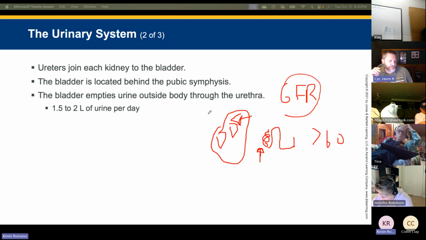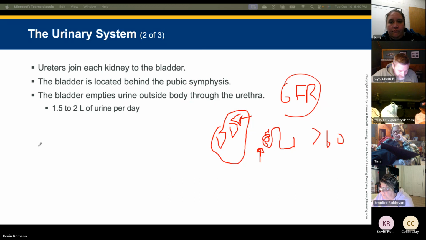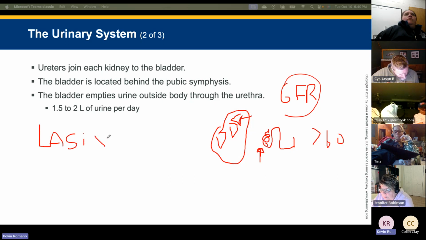What is a medication that people can take that helps people pee more? Lasix. You guys all heard of that before? Furosemide. Lasix is a loop diuretic, which stimulates the ascending and descending loop in the nephron in the kidney, causing urination. So patients that take Lasix, what is the drawback with Lasix? I'm going to tell you what it is.